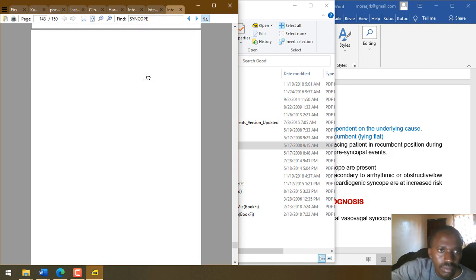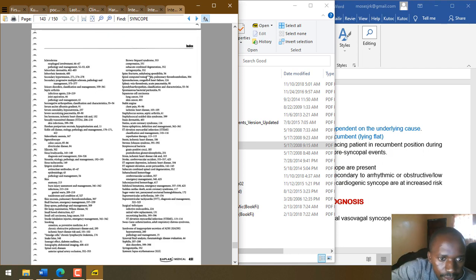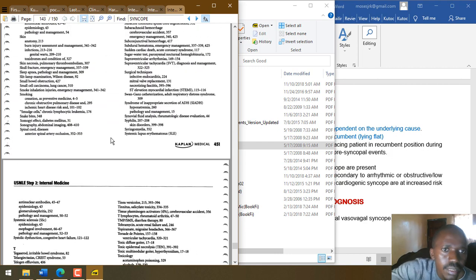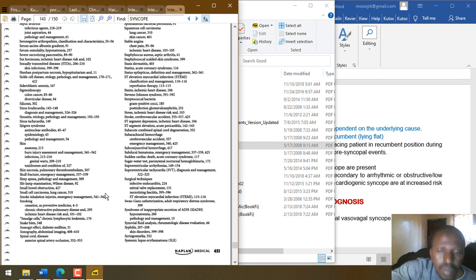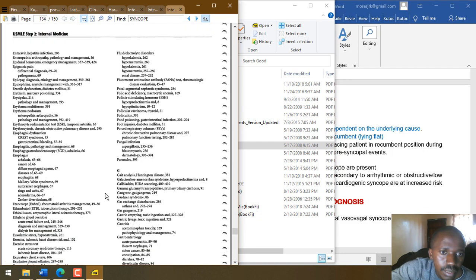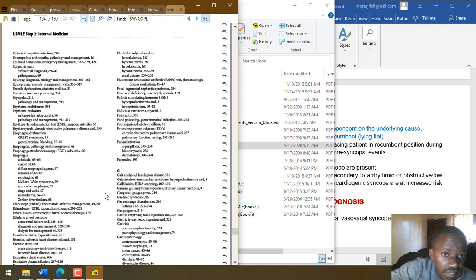Yes, I'm looking for this index. So syncope, please be there. No, there's nothing. So we don't have syncope here. So maybe fainting. Let's try fainting. I'll be shocked if Kaplan doesn't have it. Factitious hyperinsulinemia. False positive stress. Fasting hypoglycemia. No fainting. Cool. So there's no fainting here.